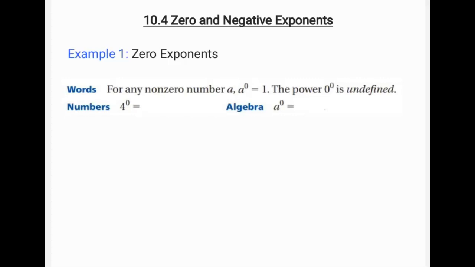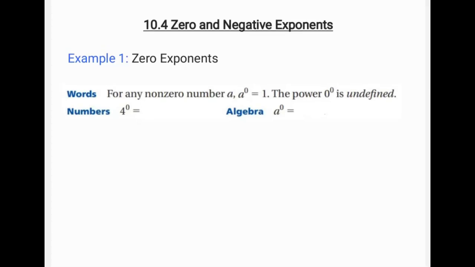In this lesson, 10.4, we are going to learn about zero and negative exponents. In example 1, for zero exponents, any non-zero number with a base of, for example, a to the 0 power is equal to 1. The power of 0 base to the 0 power is undefined. So that is the only one that does not work when the base is 0. But other than that, any base to the 0 power will always equal 1.